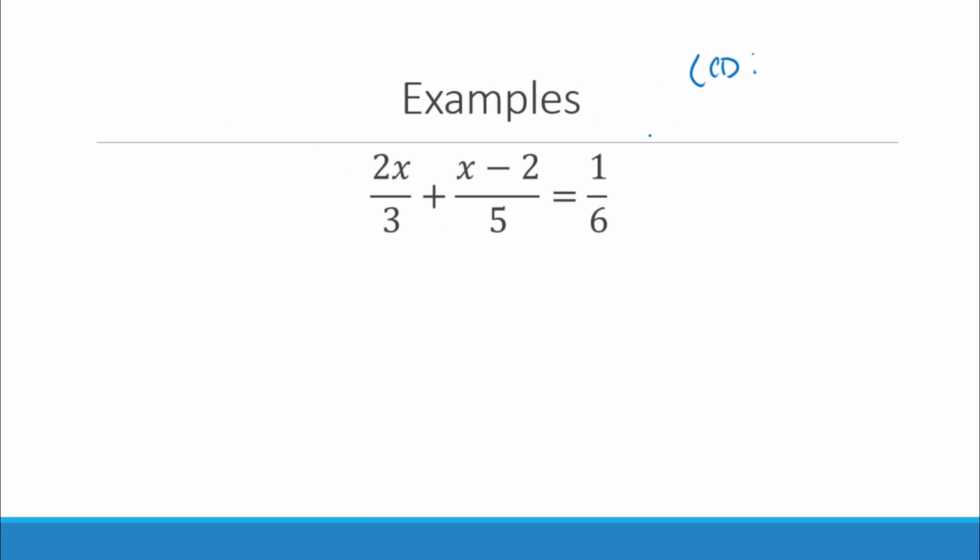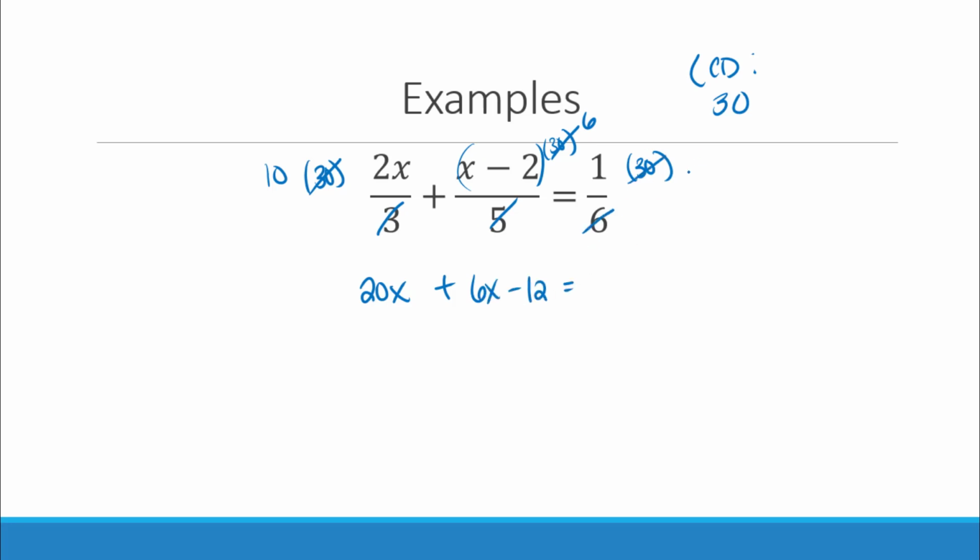What is my LCD? So what is a number that 3, 5, and 6 would all go into? Off the top of my head, 30 would work. So I'm going to multiply every piece of this equation by 30. Now, when you're multiplying numbers by a fraction, you can cancel. 30 divided by 3 gives me 10. So 10 times 2x gives me 20x. So notice what happens here. 30 divided by 5 gives me 6. 6 times x plus 2 gives me 6x minus 12. And then 30 over 6 cancels to give you 5, but then 5 times 1 gives you 5.